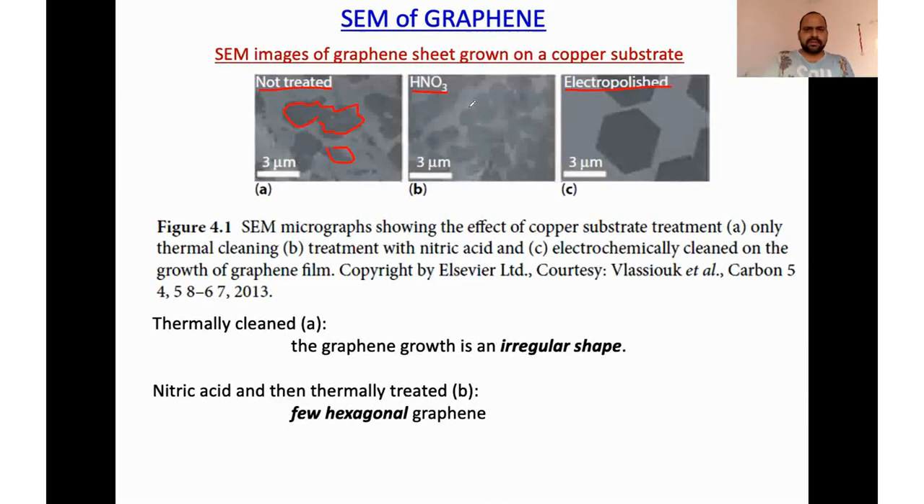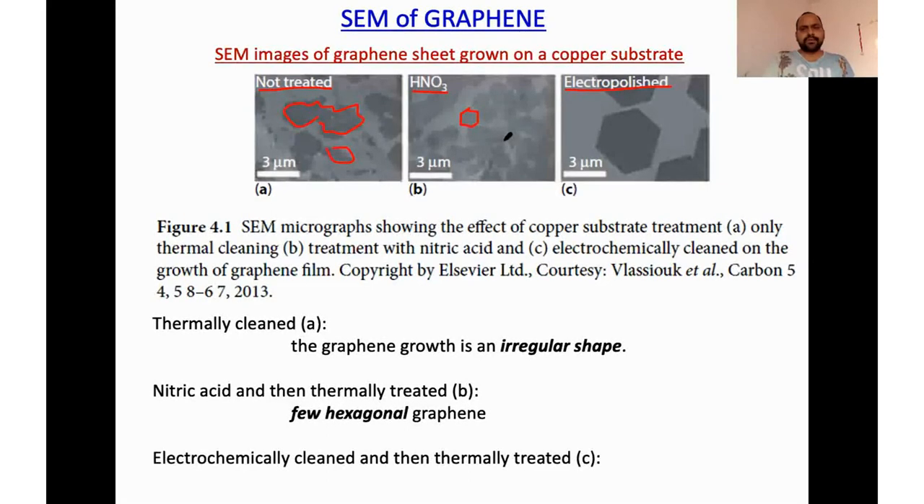But see how beautiful, in case of the electropolished substrate, we are having a large regular hexagon shape of the graphene. See, the graphene sheet looks like a clear hexagon format, and its size is also almost 3 micrometer.